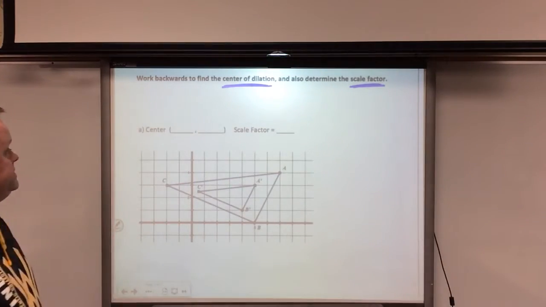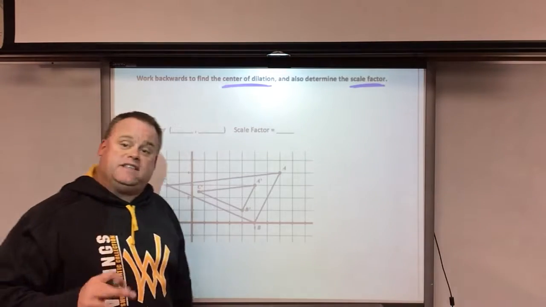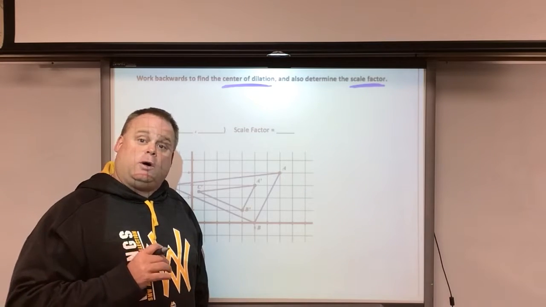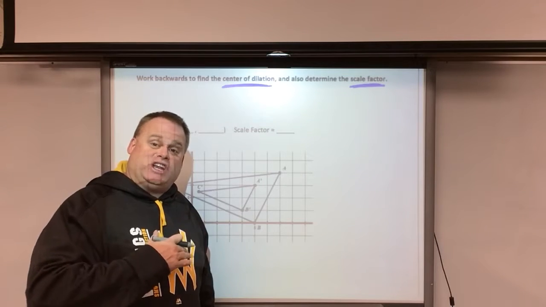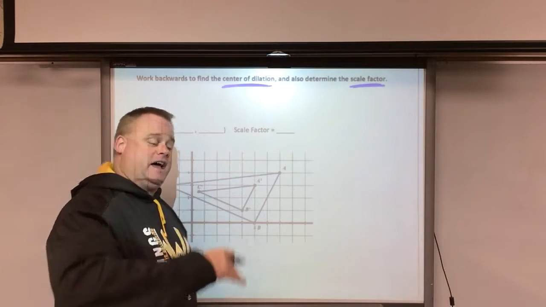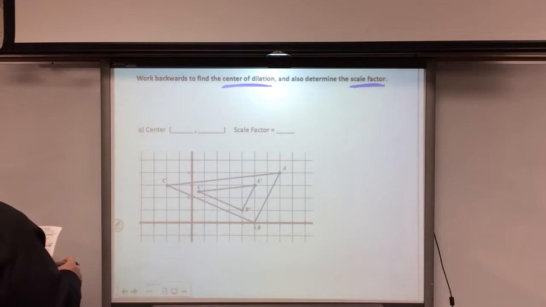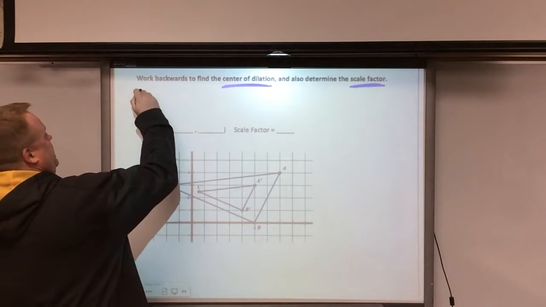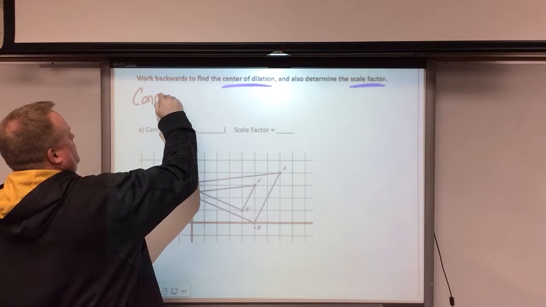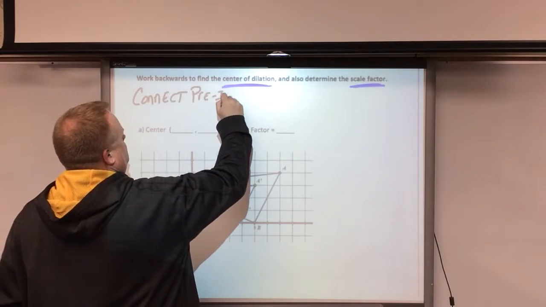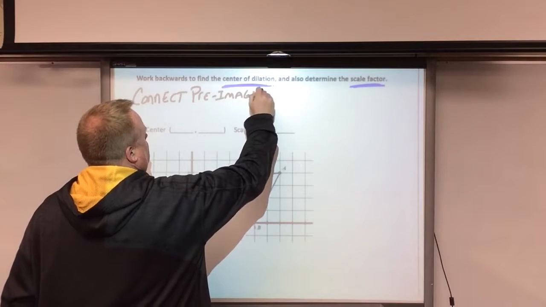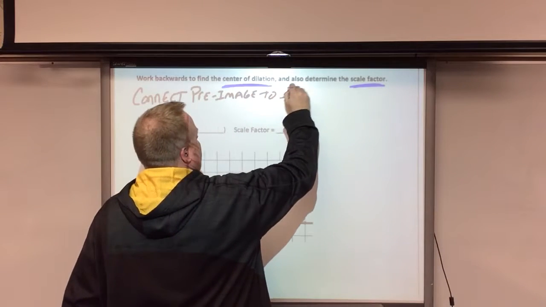The first thing is, when you see this, I want you to draw a line from the pre-image to the image, and I want you to extend that line out. So you're going to draw a line, or connect pre-image to image.